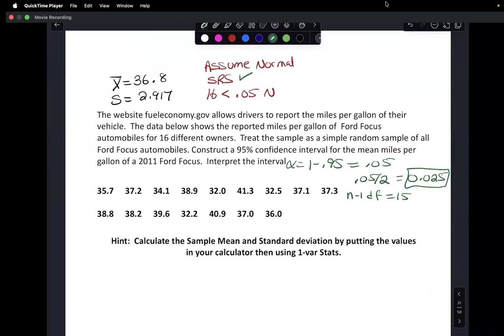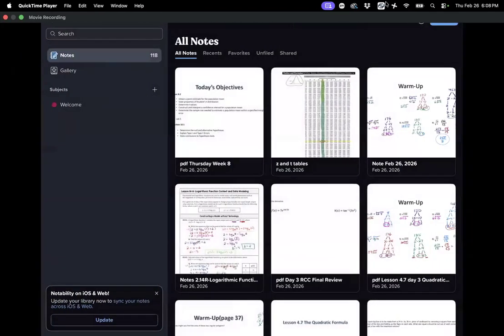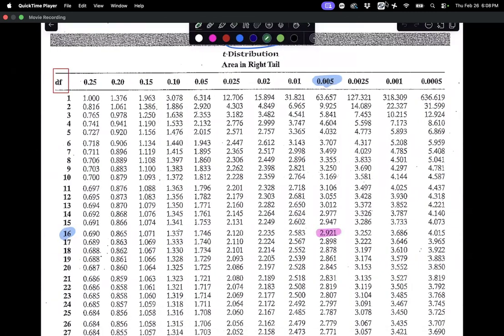Pop back over. Whoops, that's not where I want to be. Pop back to the t table. 0.025 and 15. Oh, look at you already having that there. You were locked and loaded, weren't you?